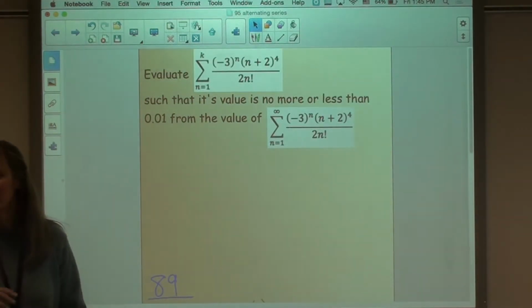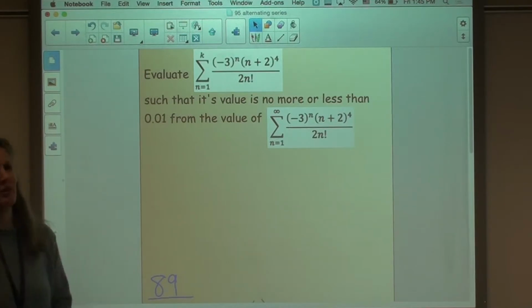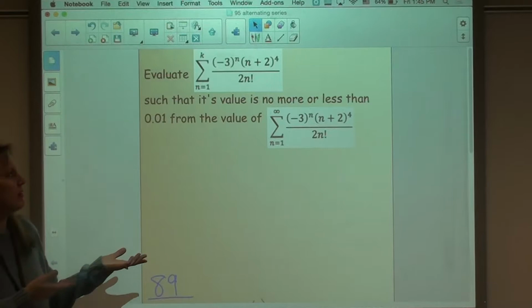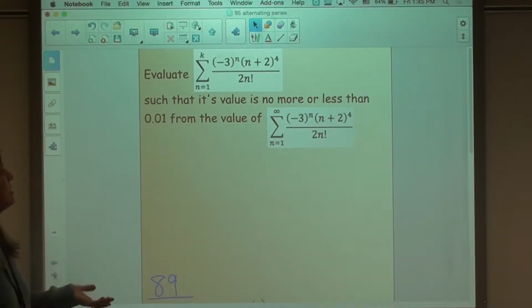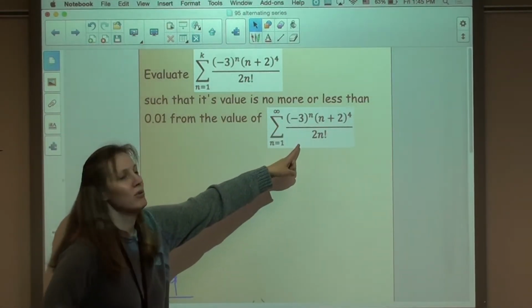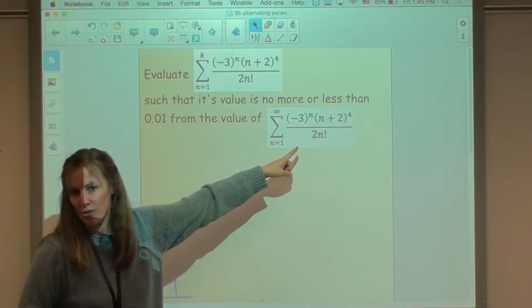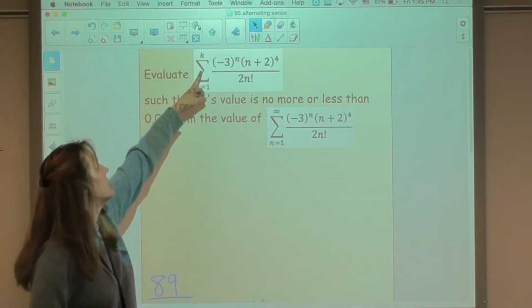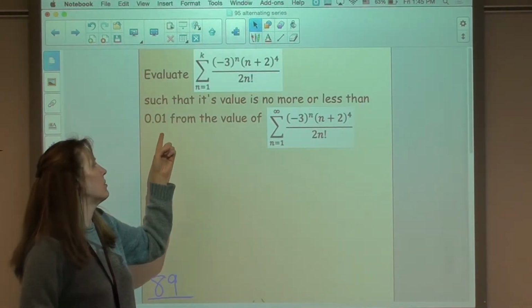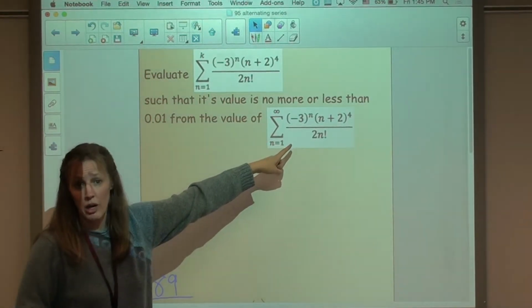They like to present columns weird, but it's no different. It just looks different. So let's read it and think about it. It says, evaluate the sum from 1 to k of -3 to the n plus 2 to the 4th over 2n factorial, such that its value is no more or less than 0.01 away from the value of the sum from 1 to infinity of the same series. So all they're saying is, we want the sum of the first k terms to be within 0.01 of the true sum.